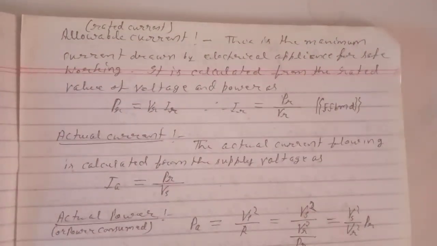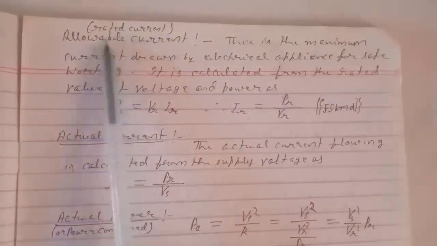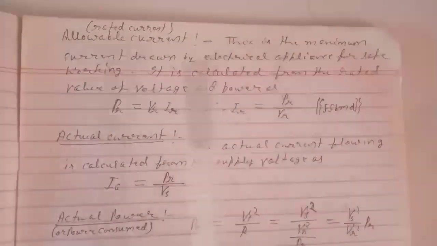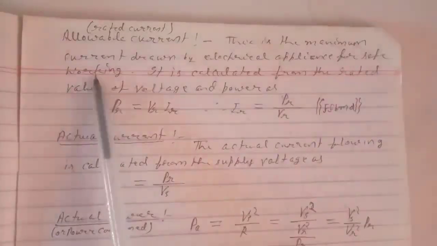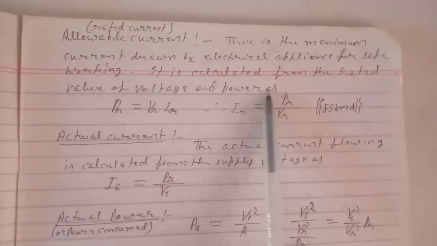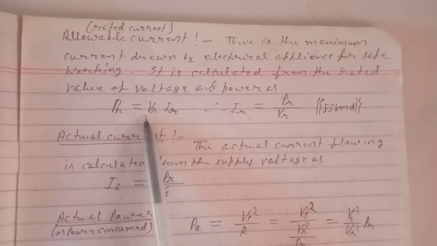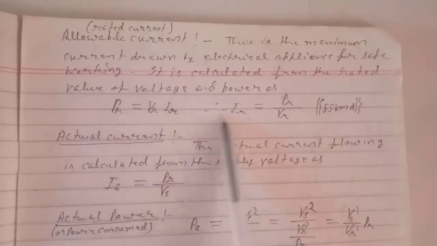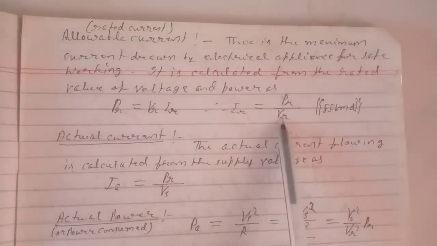Next, allowable current or rated current. This is the maximum current drawn by an electrical appliance for safe working. It is calculated from the rated value of voltage and power as P rated equal to V rated into I rated. Hence I rated equals P rated by V rated.